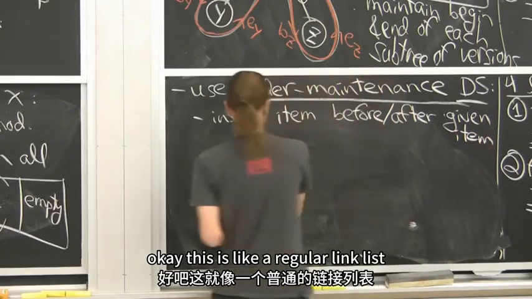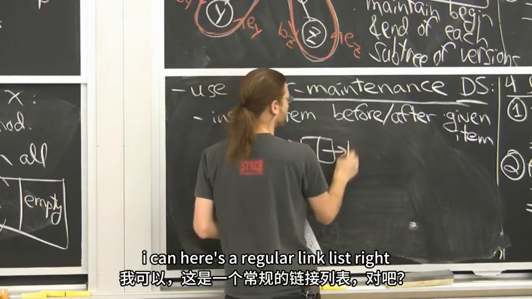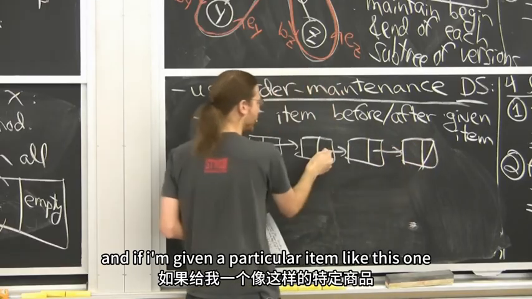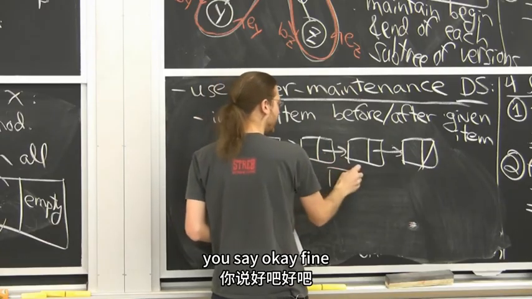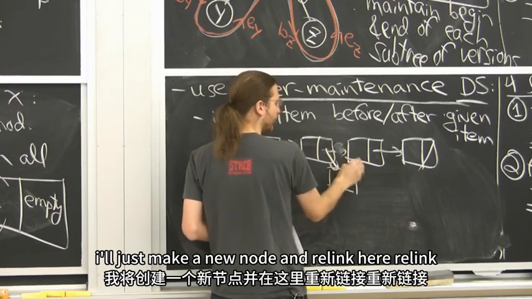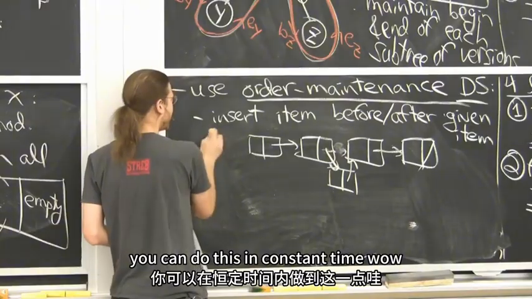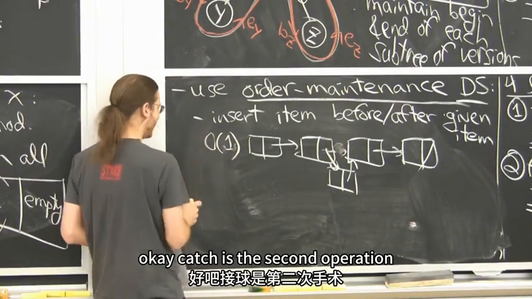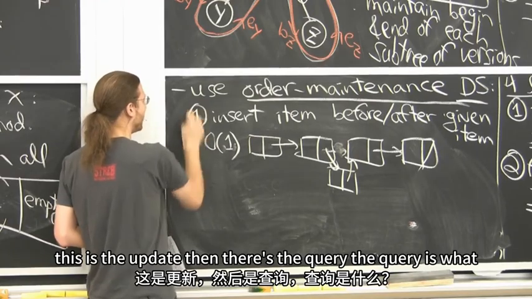Okay, this is like a regular linked list. Here's a regular linked list, right? And if I'm given a particular item like this one, I can say, well, insert a new item right here. You say, okay, fine, I'll just make a new node and relink here, relink there. Constant time, right? So in an order maintenance data structure, you can do this in constant time. Wow, so amazing. Okay, the catch is the second operation you can do. Maybe I'll number these. This is the update.